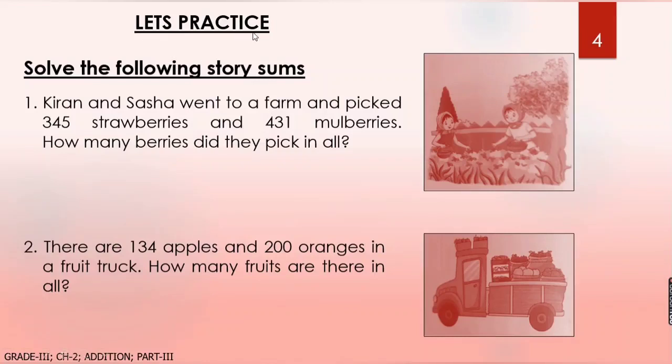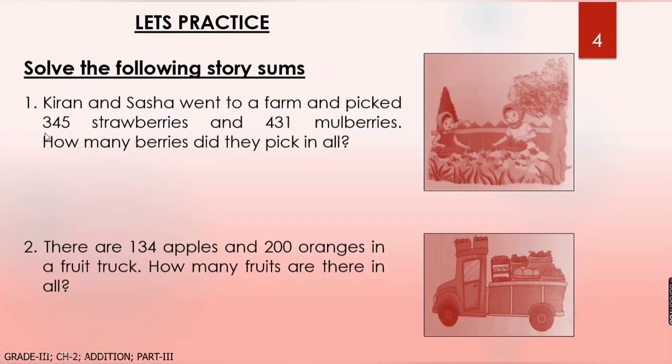Here is a let's practice. Here, solve the following story sums. Here I have given you two story sums which you have to solve. Now in the first story sum, Kiran and Sasha went to a farm and picked 345 strawberries and 431 mulberries. How many berries did they pick in all? So this you have to solve.